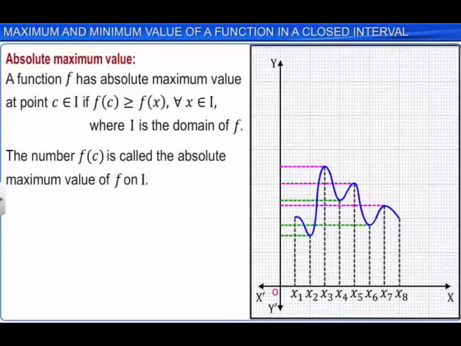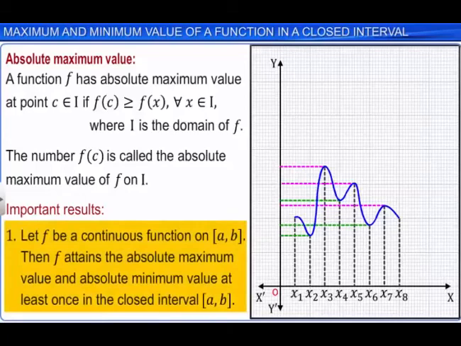Let us now learn some important results that will help us find the absolute minimum and absolute maximum values of a given function. Let f be a continuous function defined on a closed interval. Then, f attains the absolute maximum value and the absolute minimum value at least once in that interval.